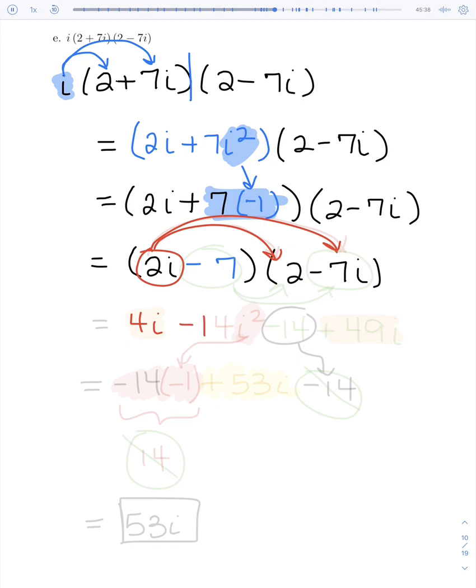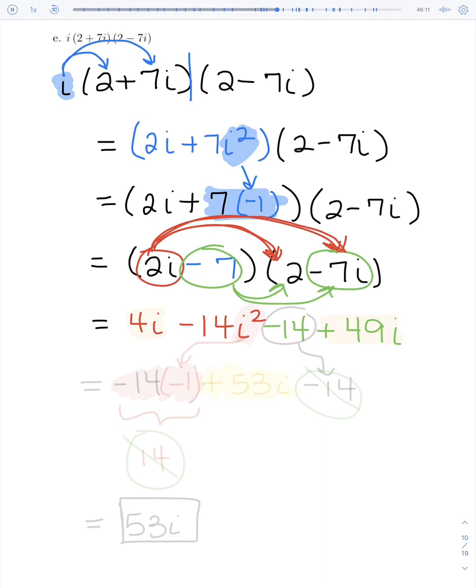minus 14i. Then I also need to distribute out a negative 7, which will get me a negative 14 times a negative, which will give me now a positive 49i. Oops, and I see I made a small mistake here. When we did the 2i times the 2, I did get a 4i, and when I did the 2i times the negative 7i, I should have gotten a negative 14i squared. Be careful.